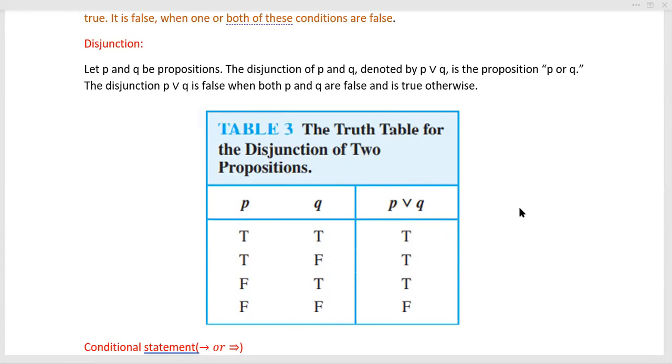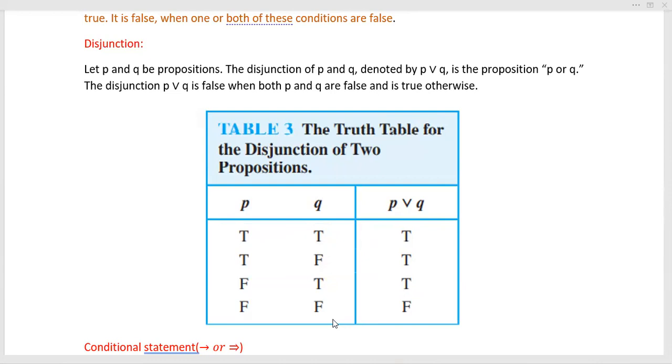Truth table for the disjunction of two propositions. P, Q, P or Q. P true, Q true, then P or Q is true. P true, Q false, P or Q is true. P false, Q true, P or Q is true. P false, Q false, then P or Q is false.